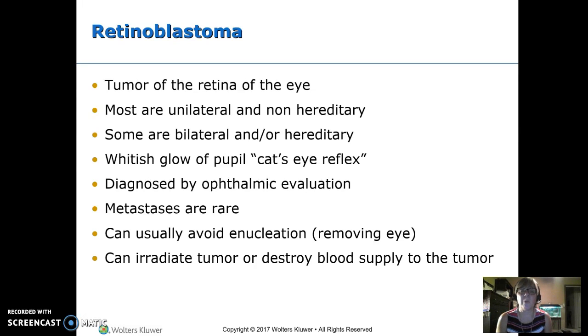Retinoblastoma. This is a tumor of the retina of the eye. It usually happens on one side, usually non-hereditary, but there are some exceptions to that. What you're going to see is this white glow, or they'll call it a cat's eye reflex. So during an ophthalmic evaluation is how they'll find and diagnose it. Doesn't usually metastasize. And they often can save the eye. They'll do radiation to destroy the tumor and destroy the blood supply to the tumor, and hopefully be able to save the majority of the retina of that eye.